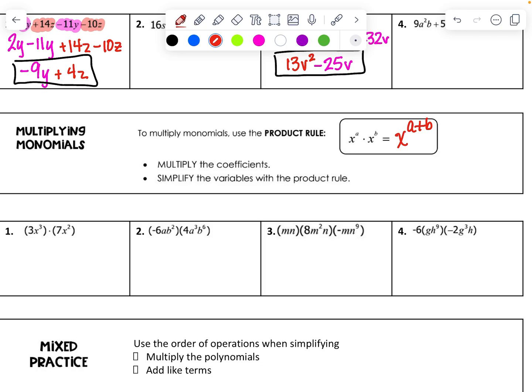Because if they told me to do x squared times x to the third, that would be the same as saying x 2 times and x 3 times. How many times do you end up multiplying x? 5 times. So that's x to the 5th, which is the same as x to the 2 plus 3, which is x to the 5th. That's why we add them up.